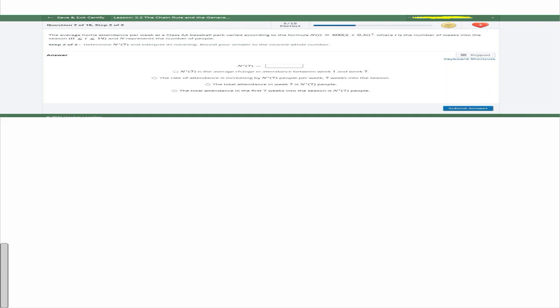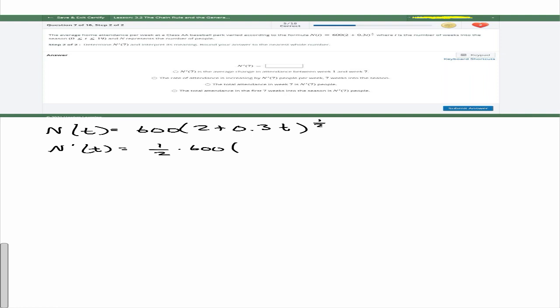So we have our function, N of T equals 600 times (2 plus 0.3 T) raised to the 1/2 power. All right. Well, first things first, we need to find the derivative. So we need to do the power rule in the chain rule. So N prime of T, that 1/2 would come down to the front and get multiplied by the 600. Okay. Then we have (2 plus 0.3 T) raised to the 1/2 minus 1.